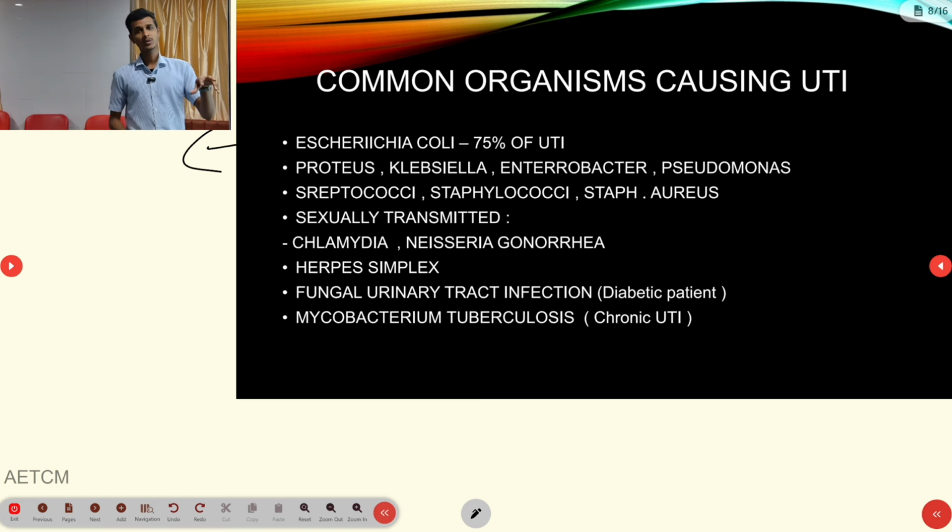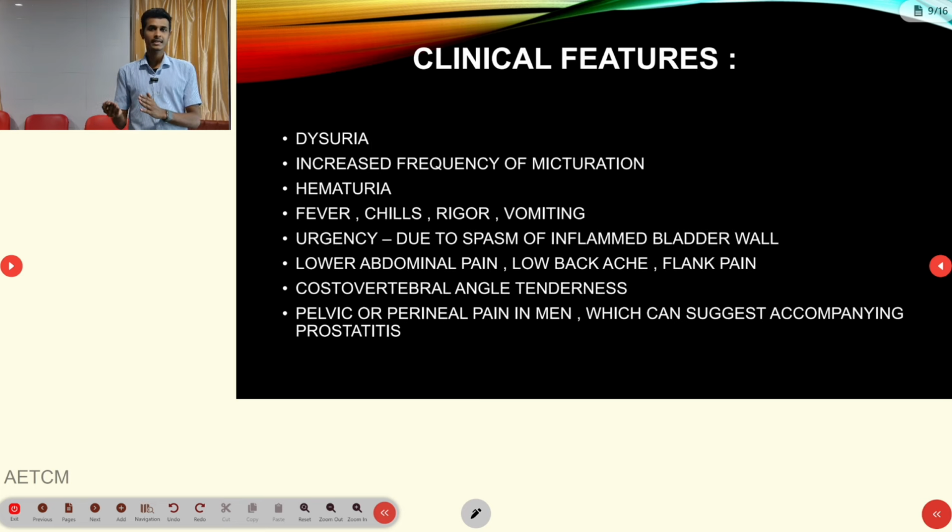Why do we want to know the organism? Based on the organism, we choose the antibiotic, or whether to choose an antibiotic or some other drug, like antifungal drugs if it is fungal. This is to give definitive treatment to the person. Based on the organism we will change our antibiotic strategy. For that reason we go with a urine culture and sensitivity test, and based on that we treat the person.